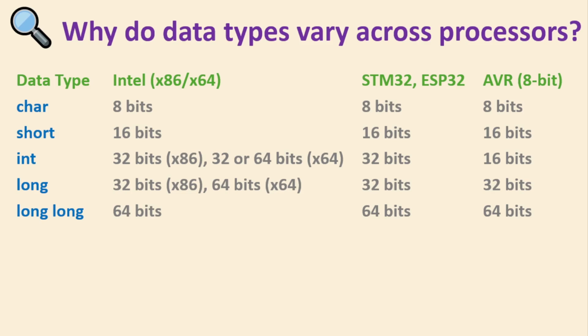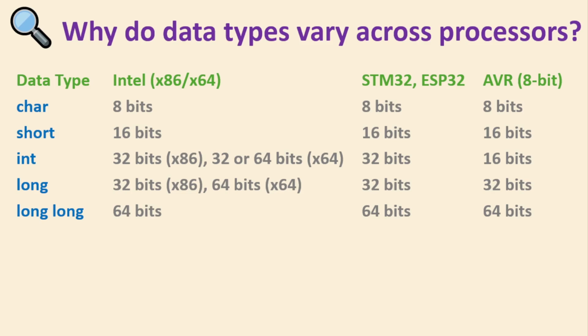For the long data type, it's 32 bits on x86 Intel processors, but 64 bits on x64 Intel processors. In all microcontrollers, long is 32 bits and long long is consistently 64 bits across all processors.